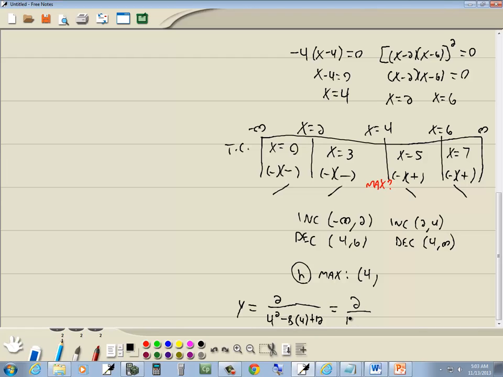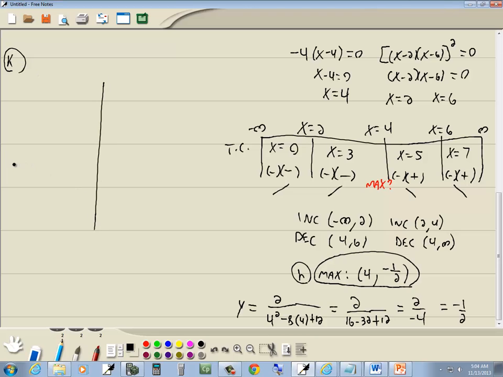4 squared is 16, minus 32 plus 12. 16 minus 32 is negative 16, plus 12 is negative 4. Yeah, negative 4, which gives us negative 1/2. So our max is at 4, negative 1/2. Okay, now we're ready to graph this.